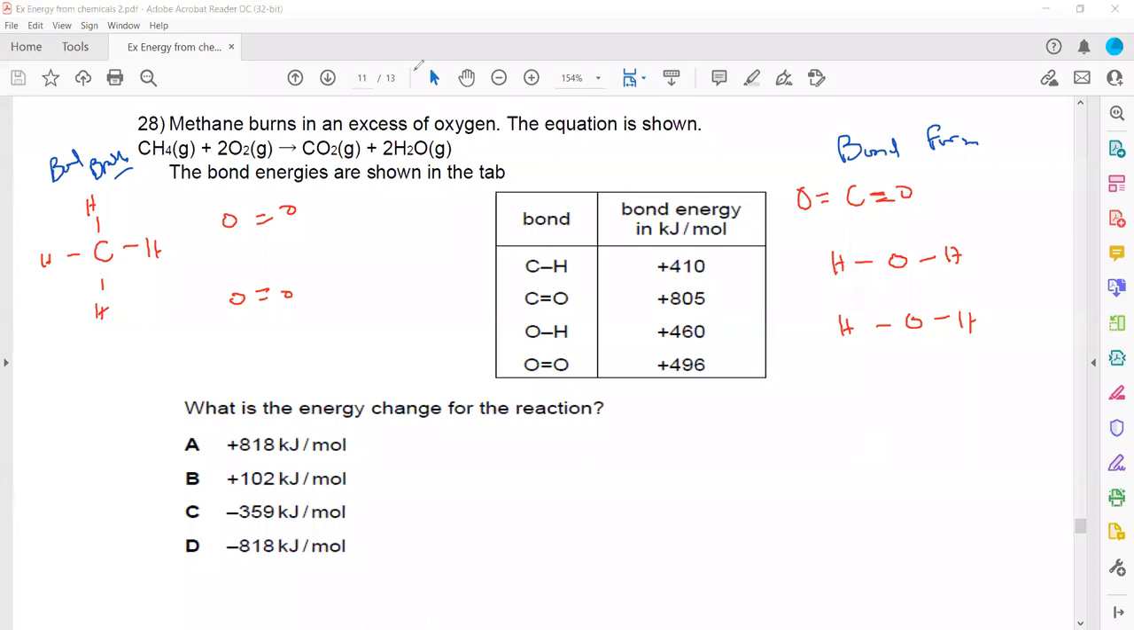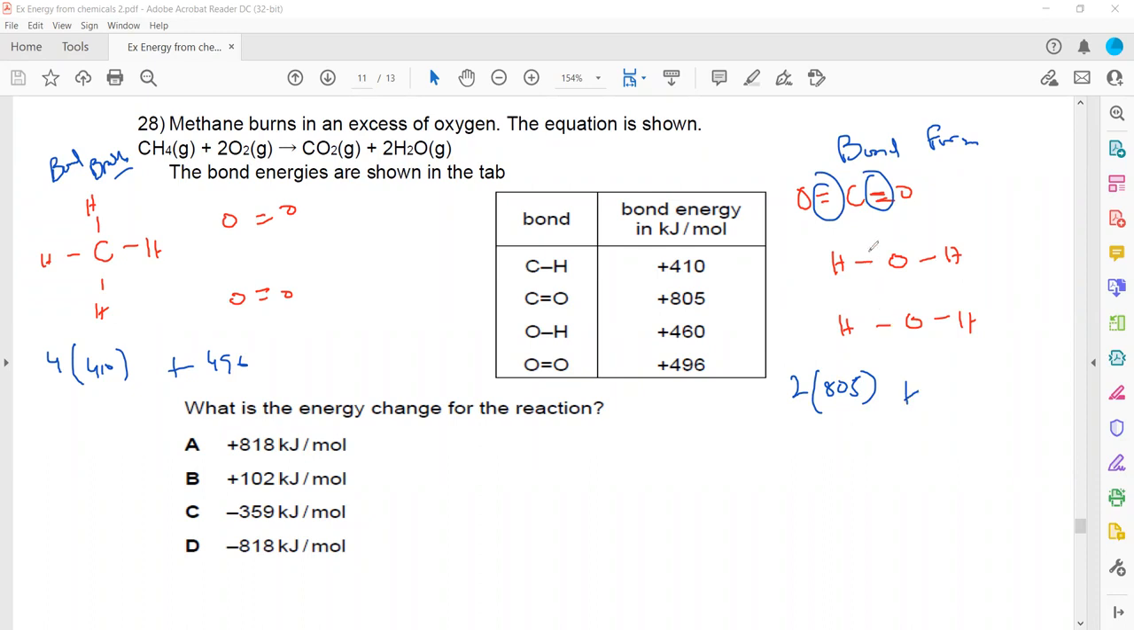Because it is bond breaking minus bond forming. For bond breaking, 1, 2, 3, 4 CH bonds are there, so it will be 4 multiplied by 410, and oxygen double bond, that is 496. And bond forming energy for O double bonded with C is 805, so it will be 2 multiplied. Why 2 multiplied? Because 2 bonds are there.